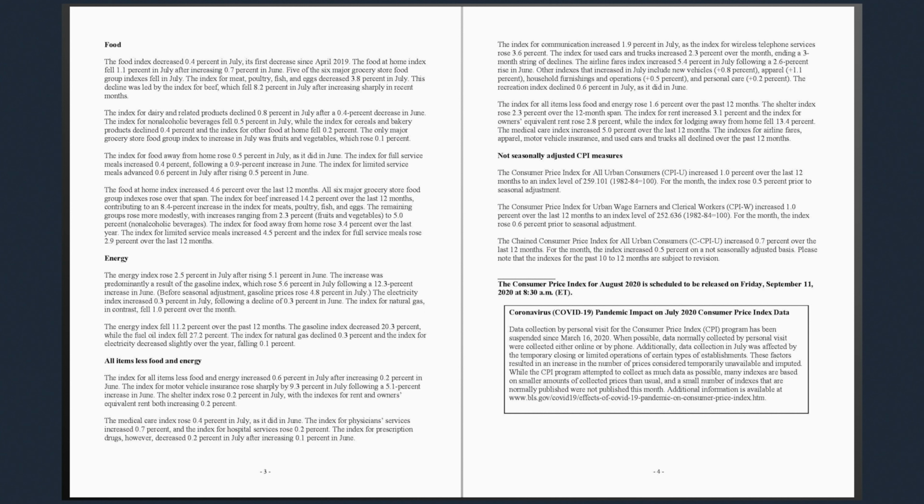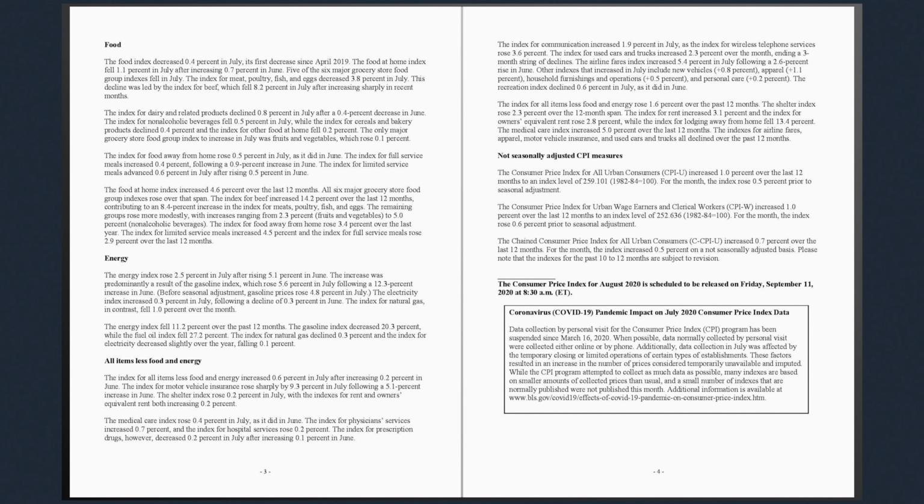The index for all items less food and energy rose 1.6% over the past 12 months. The shelter index rose 2.3% over the 12-month span. The index for rent increased 3.1% and the index for owner's equivalent rent rose 2.8%, while the index for lodging away from home fell 13.4%.